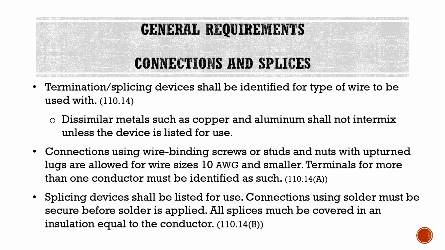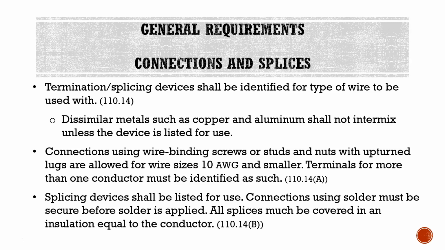I often see people try to take a ring lug or a fork lug, and they'll just solder a conductor directly to it without making some type of mechanical connection before they do, which would obviously be illegal per 110.14(B). This is because if the solder weren't in place, the lug and the conductor itself would just fall apart. There's no mechanical means of connection there. And the same idea with the splices point.